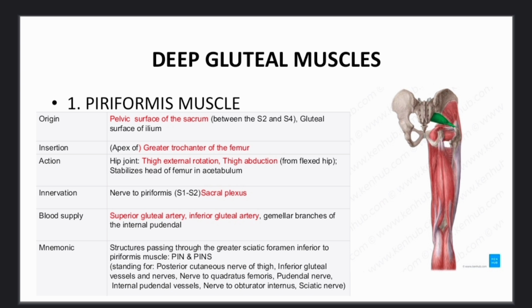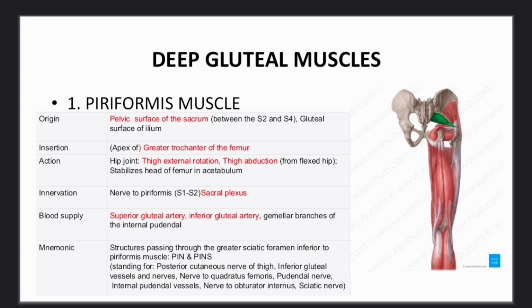External rotation of the thigh occurs when you turn your foot outward while standing. Abduction of the thigh occurs when you move your legs sideways, such as while getting out of a car or stepping to the side. And stabilization of the hip joint is important during walking, running, climbing stairs, and standing on one leg. Therefore, the piriformis muscle helps maintain balance and stability during many everyday activities.